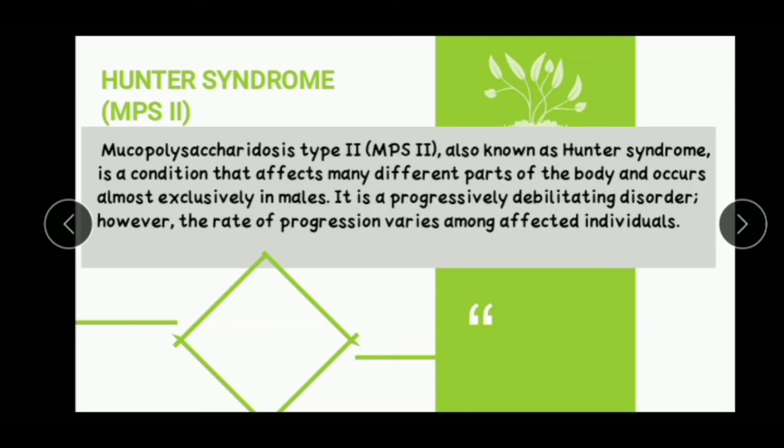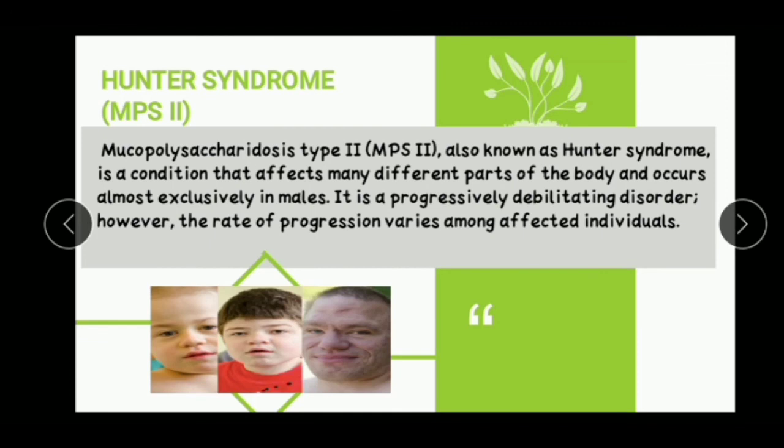Third, Hunter syndrome or MPS. Hunter syndrome is a condition that affects many different parts of the body and occurs almost exclusively in males. It is a progressively debilitating disorder. However, the rate of progression varies among affected individuals. Hunter syndrome affects the brain and how the person looks, like large round cheeks, broad nose, thick lips, bushy eyebrows, large head, and thick tough skin.